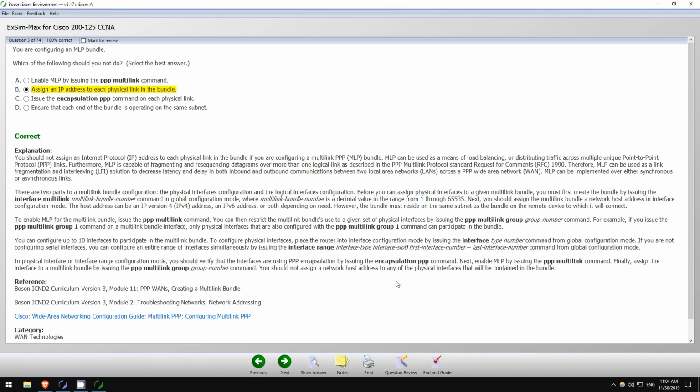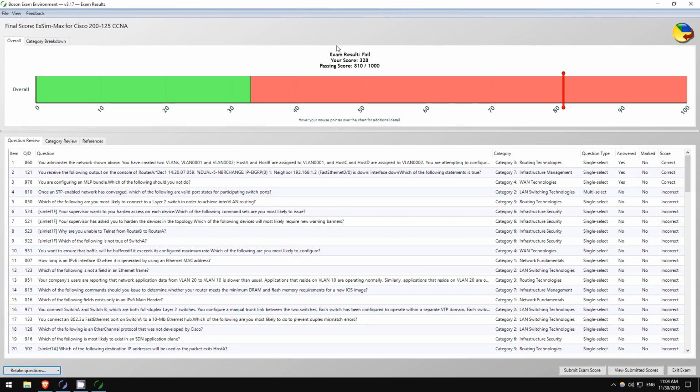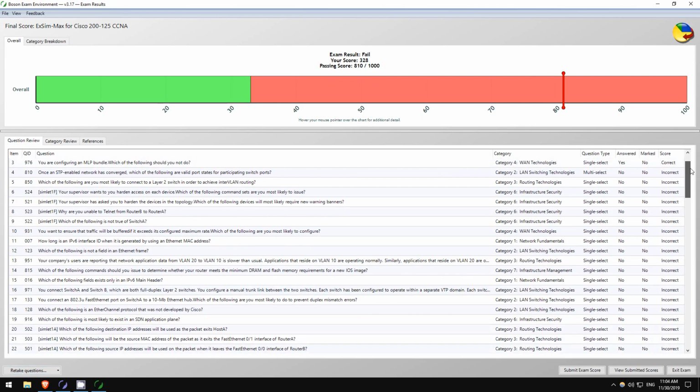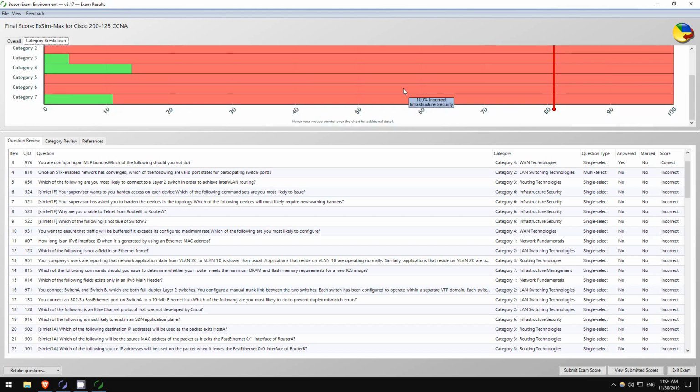Okay, so once you've finished all the questions, you can hit end and grade. And it will give you a score. Okay, and show you which ones are correct, which are incorrect, category breakdown of the CCNA exam categories, network fundamentals, LAN switching, routing technologies, WAN technologies, infrastructure services, infrastructure security, and infrastructure management.